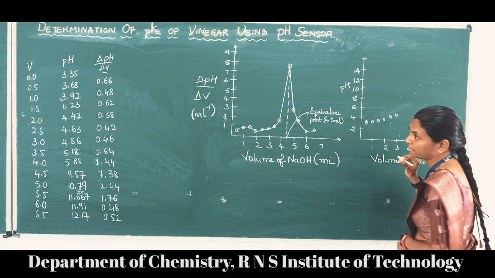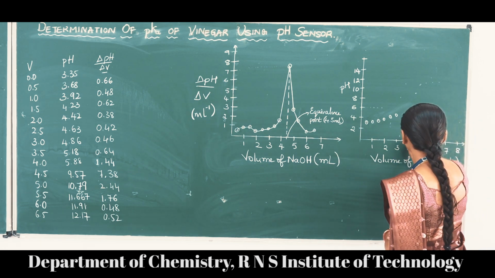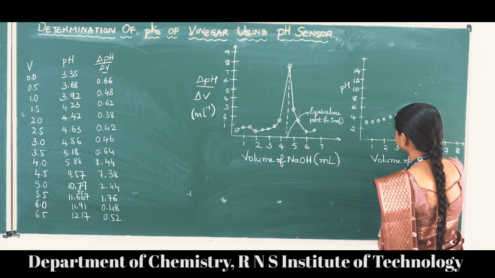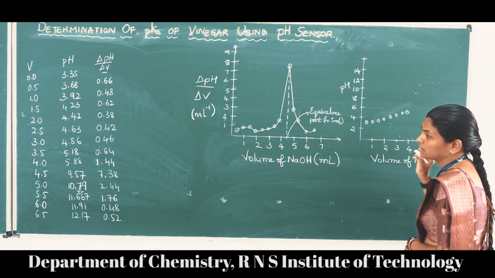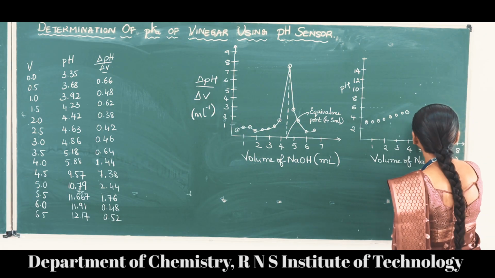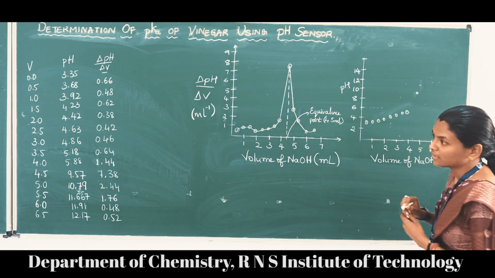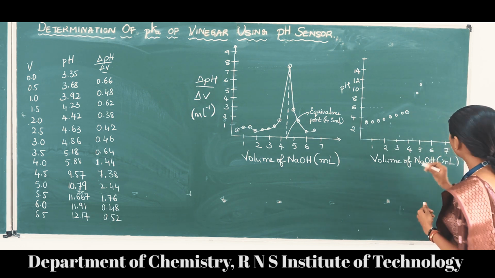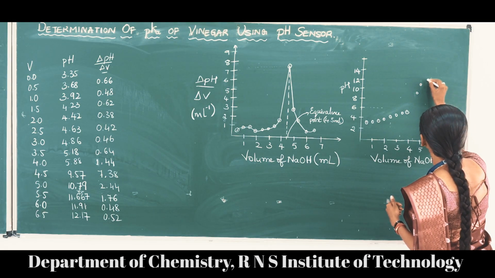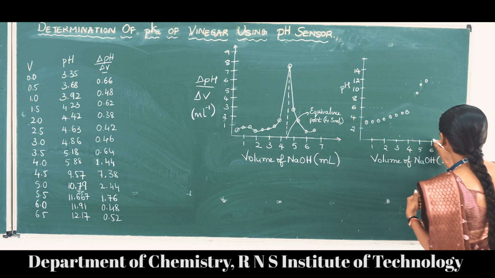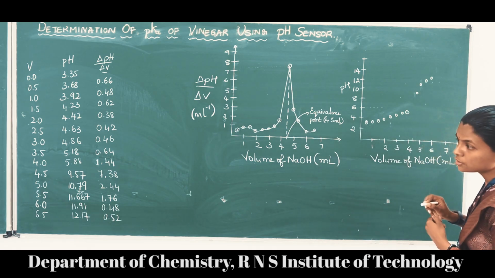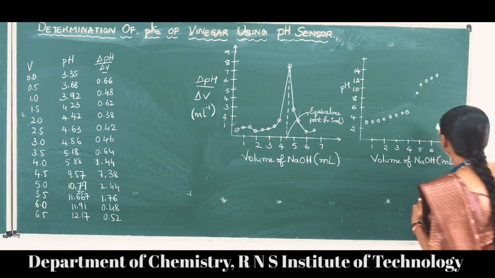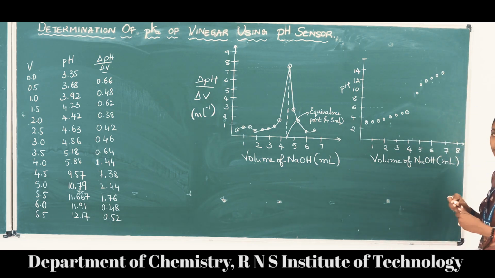4.86, and 5.18, 5.88, then the jump value, that is 9.57, 10.79, 11.67, 11.91, 12.17, and finally the last value. And these are the points we have got.